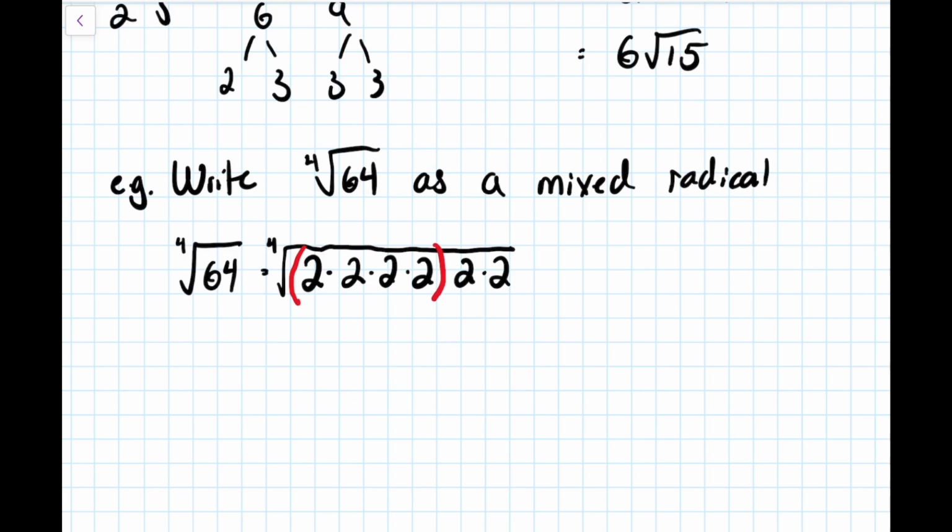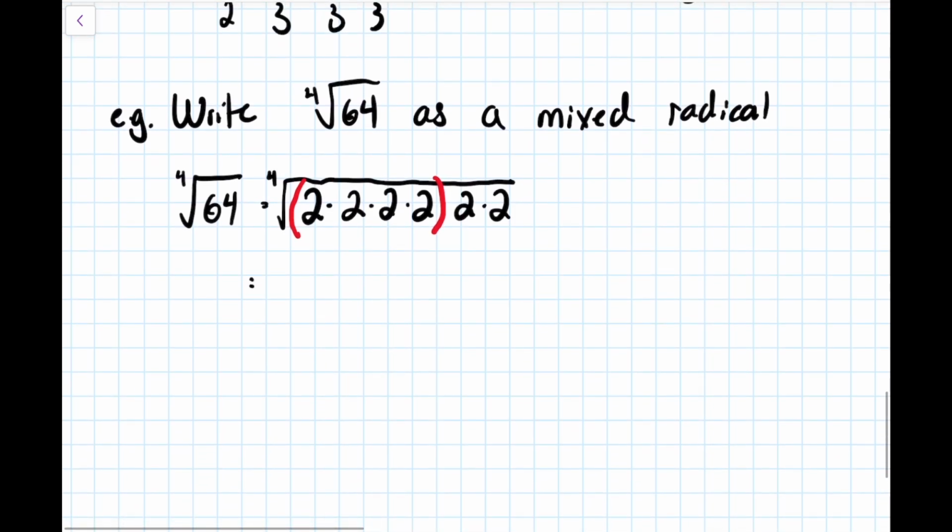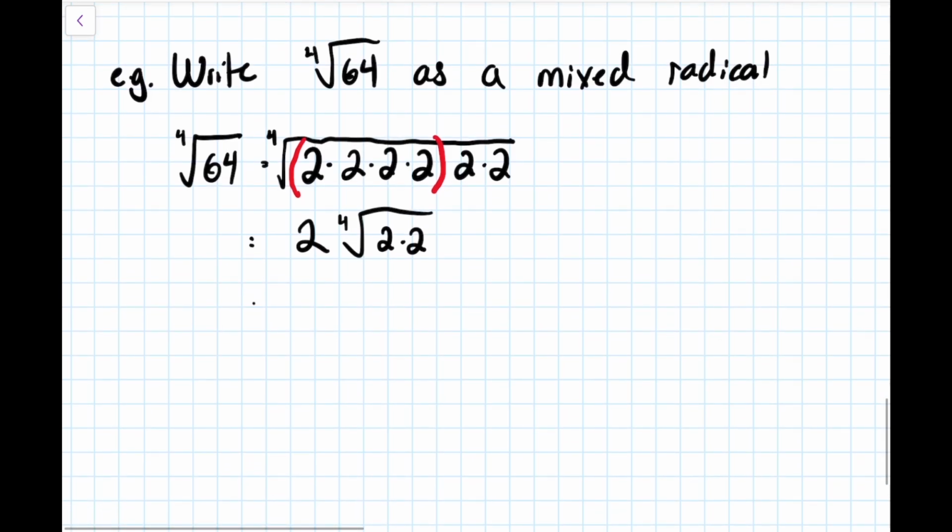And so all 4 of those 2s, when they come out of the root, are just going to get condensed into 1. And then inside that root, I've still got a couple of 2s. And so that 2 times 2 is going to get me a 4. So this becomes 2, and then the fourth root of 4.